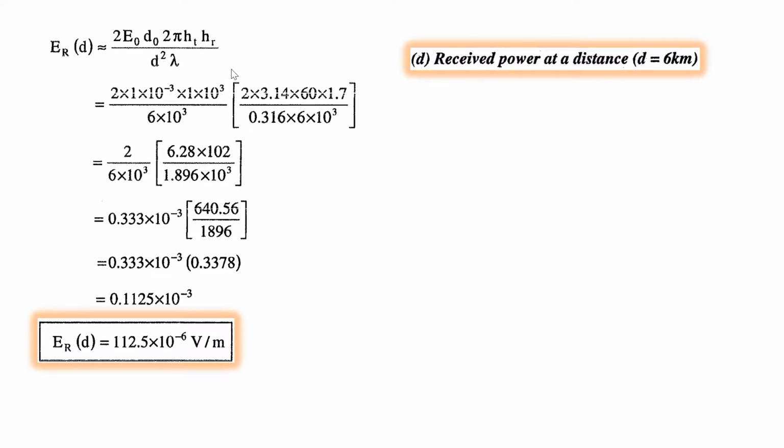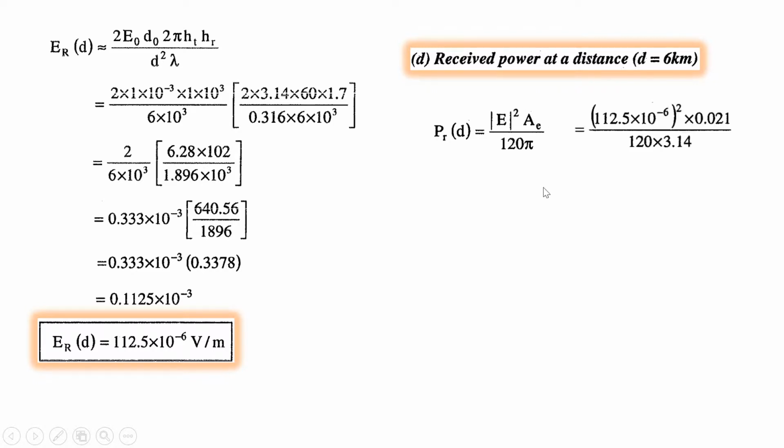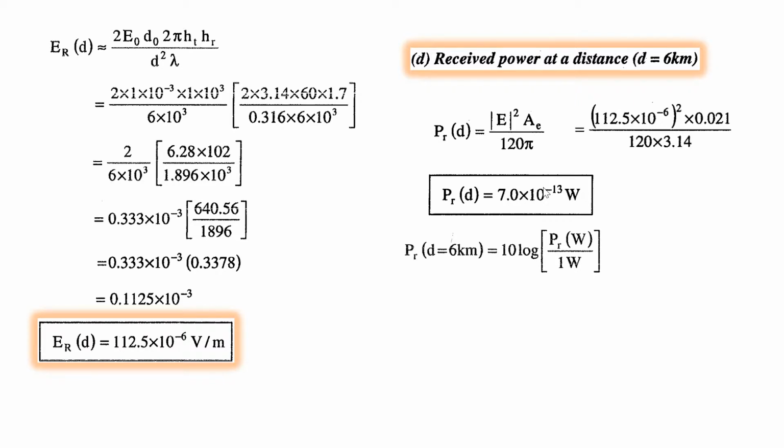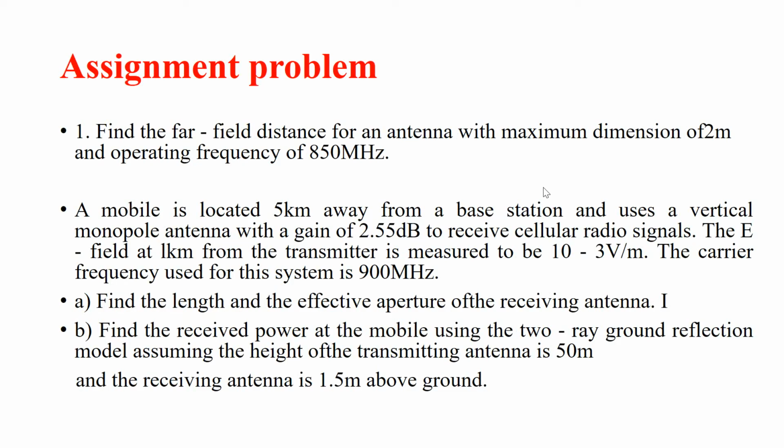Next, they told you to find out the received power at a distance of 6 km. So what is the formula? The received power is given by modulus of E the whole squared AE divided by 120 pi. So this electric field just now we found out, the effective aperture we found out earlier, go substitute the values and I get my received power. I already told you your received power you always designate in the form of decibel meters. So when I transfer it in the form of decibel meters, I get my value to be minus 121.5 decibel watt. Okay, that's all for this session.